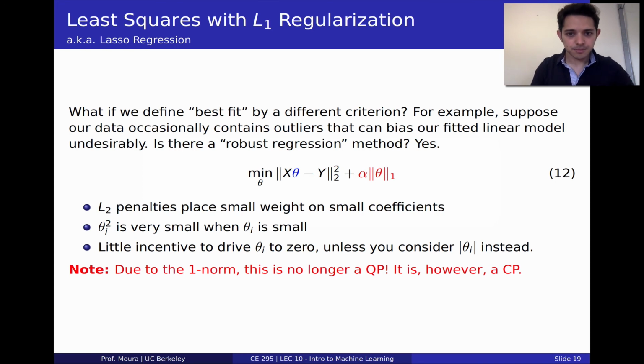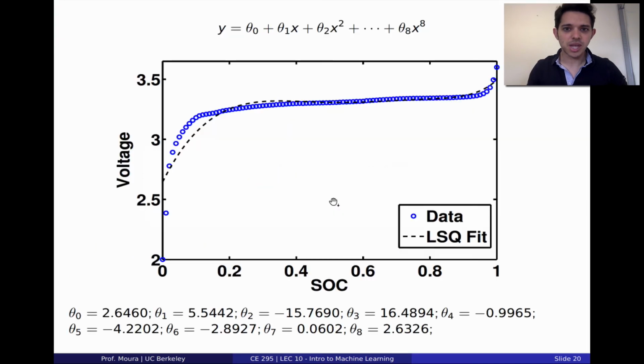Now note here, because our objective function involves a 1 norm and the sum of absolute values, this is no longer a quadratic program, but it is a convex program. So we cannot solve this using quadratic programming solvers, but we can use convex programming solvers like CVX or CVXPY to solve this L1 regularization problem or this lasso regression type of problem. So let's go through an example so you can gain more intuition for what L1 regularization is doing.